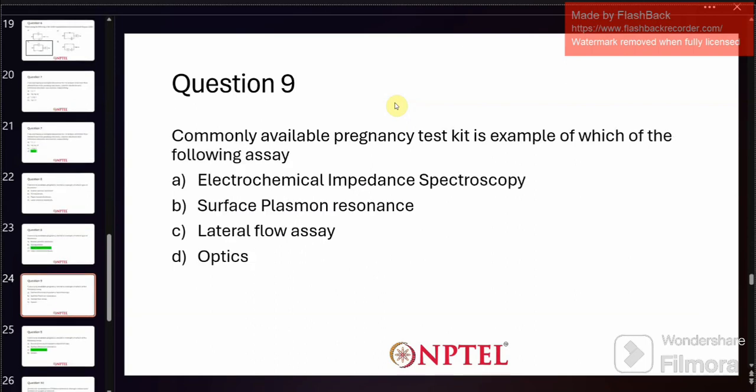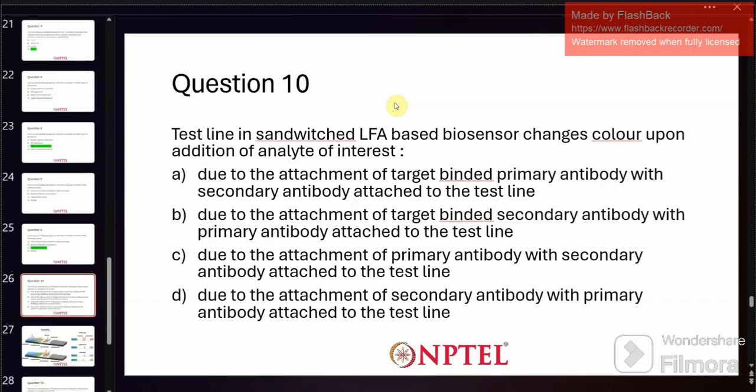So again the same thing, what is the commonly available pregnancy test kit an example of? Whether it's electrochemical impedance spectroscopy, surface plasmon resonance, lateral flow assay, or optics. So it's a lateral flow assay, it's a nitrocellulose membrane. The sample is put in one sampling zone, and then through capillary action it moves across. So it's an example of lateral flow assay.